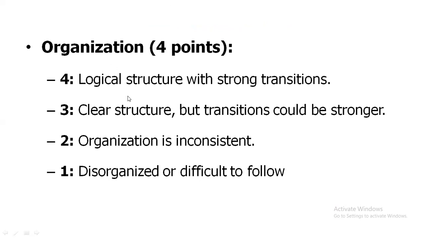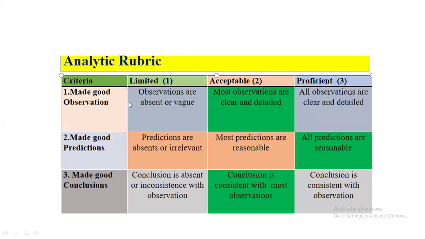We can make these types of rubrics. Analytic rubric criteria: made good observations. Limited observations are absent or vague. Acceptance: most observations are clear and detailed. Proficiency: all observations are clear and detailed. Made good predictions: predictions are absent or irrelevant; most predictions are reasonable; all predictions are reasonable. Made good conclusions: conclusions are absent and inconsistent with observations; conclusion is consistent with observations.